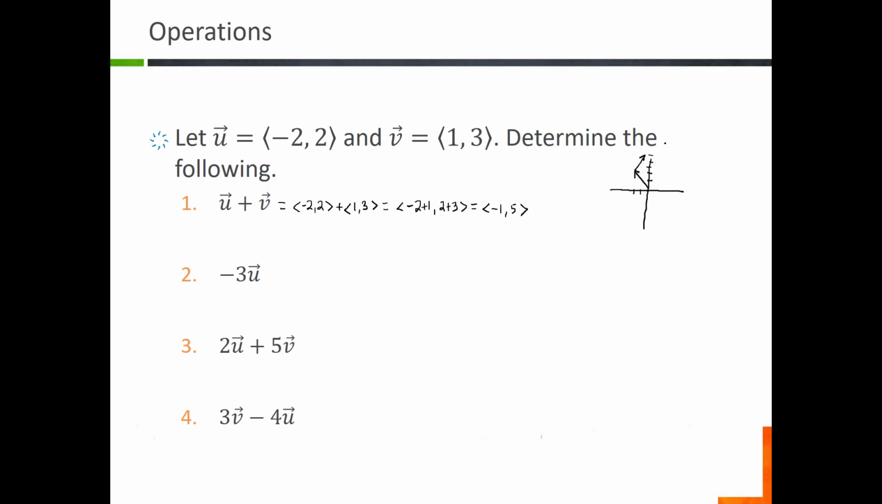And then we want to draw what is the addition of that. So u plus v would start at the origin and go to where that arrow ended. And so that would be left 1 and up 5 from the origin. So from the origin, it goes left 1 and then up 5 units. So that is what the sum of u plus v would look like graphically.